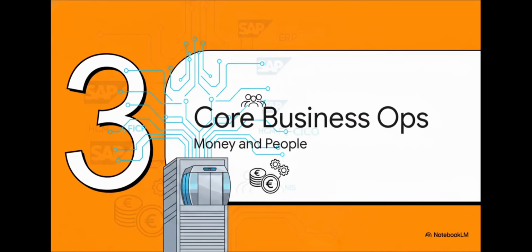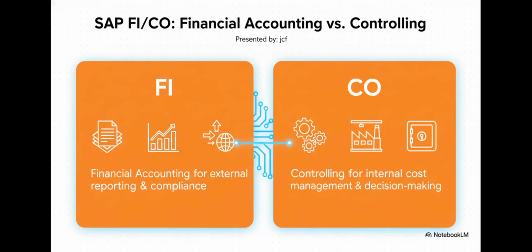Okay, part 3, core business operations. Let's take the elevator up to the executive floors and look at the money. As the central nervous system for a company's finances, you are constantly going to hear about FI and CO. Let's break them down. FI stands for Financial Accounting. This module handles the company's financial records, primarily for external reporting. Think official balance sheets, public financial statements, that kind of thing.